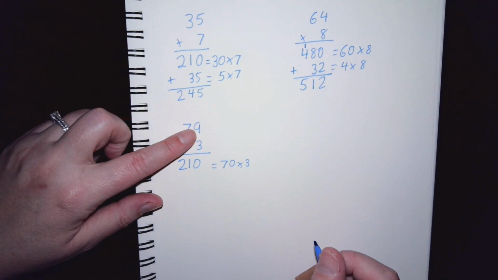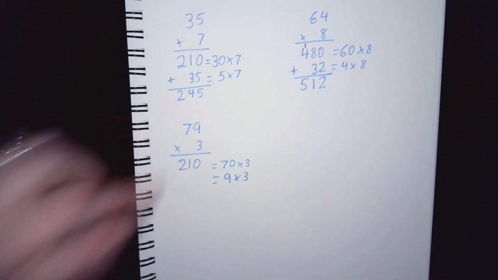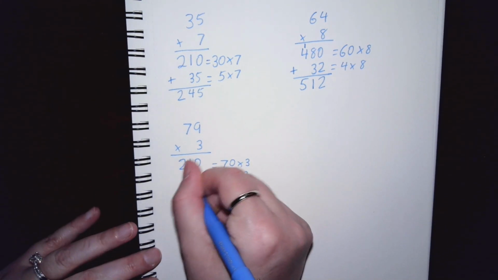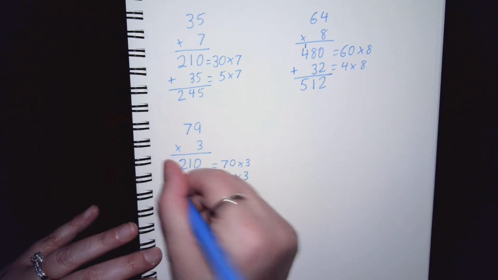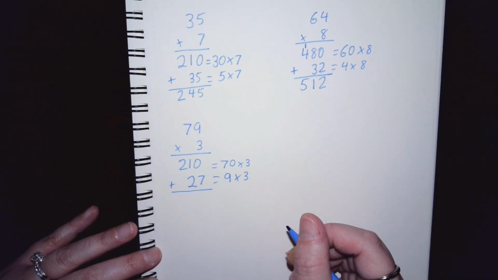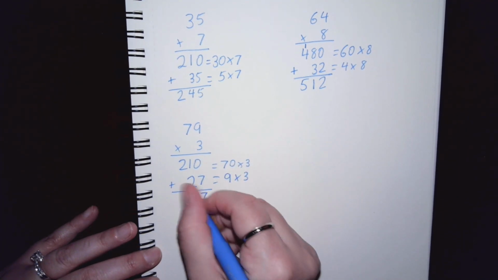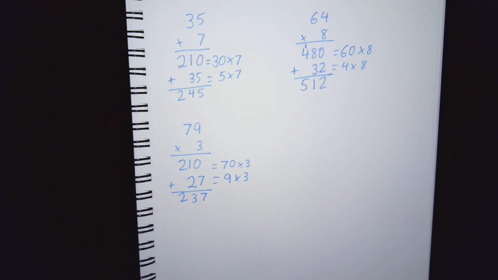I have 9 times 3. Okay. And 9 times 3 is 27. I have my partial products. I'm going to add my partial products together. So I have 7 ones, 3 tens and 2 hundreds. So my final product is 237. And that's how you use partial products to solve multiplication.